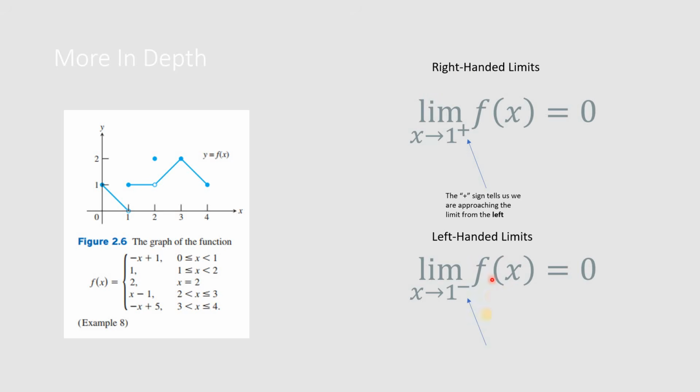Left-handed limits are the exact inverse of that. The minus sign tells us that we are approaching x equals 1 from the right. So take a look here: as we approach x equals 1 from the right, our limit appears to be y equals 1. So remember, it's flipped. If you have a plus sign, it's called a right-handed limit, but you are approaching that x value from the left. If you have a minus sign, you are approaching the limit from the right-hand side, but it's called a left-handed limit. I know it's a little bit confusing, but it's just something you're going to have to memorize. So let's go to the next slide here.